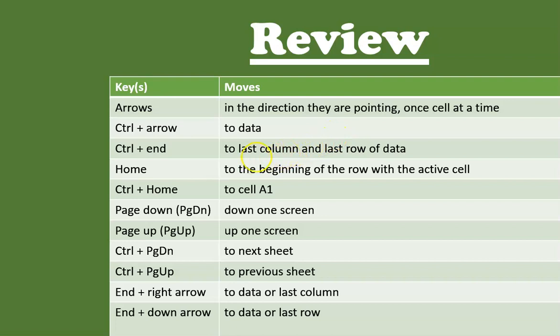Your home key will take you to the beginning of the row with an active cell that you're in. Control home will take you to cell A1. Page down will go down a screen. Page up will go up a screen. Control page down will take you to the next sheet. Control page up will take you to the previous sheet. End right arrow will take you to the data or to your last column. And end down arrow will take you to the data or to the last row.